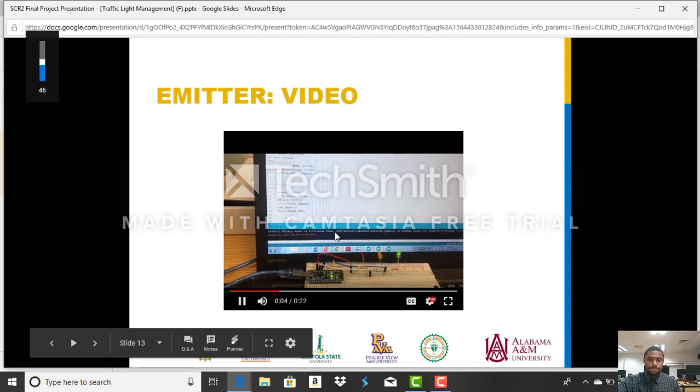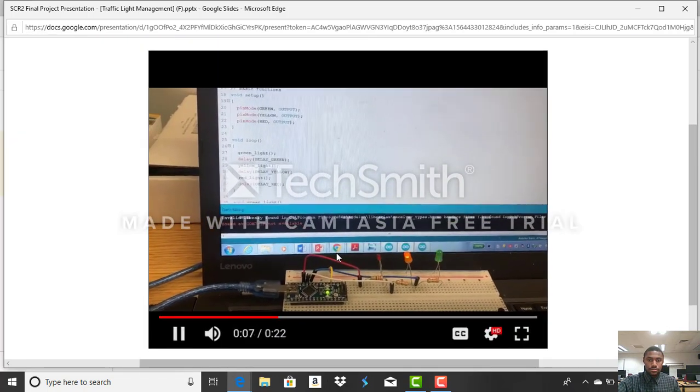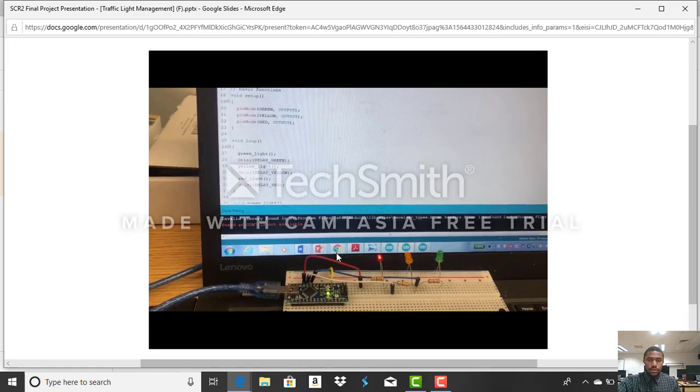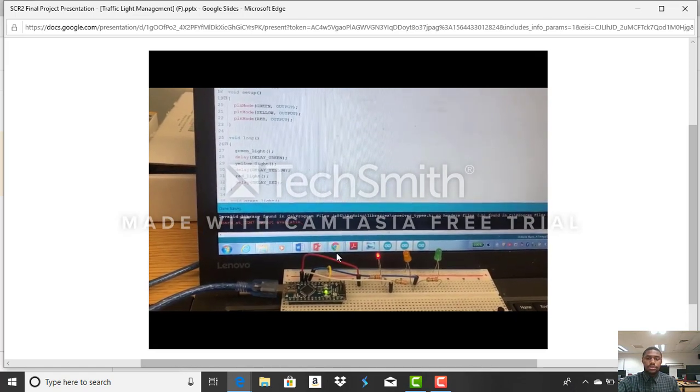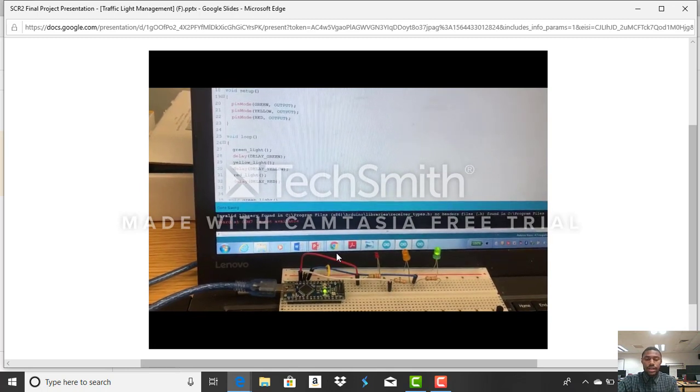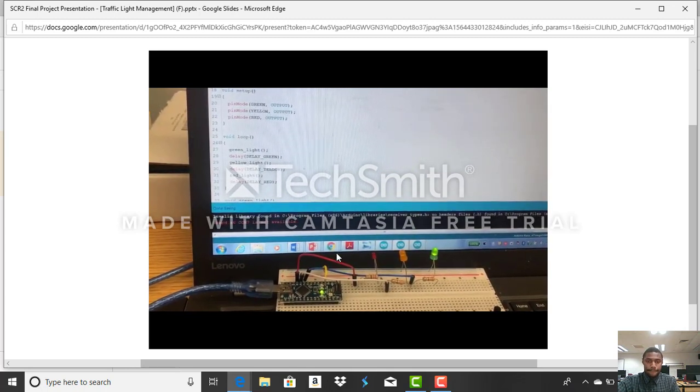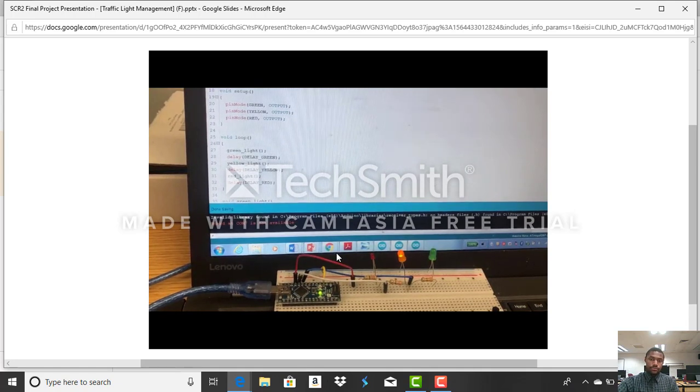So the green light for 5 seconds, yellow. As you can see, each of the traffic lights are alternating in a time sequence based on the Arduino sketch we had to write for the first sample. Yellow.